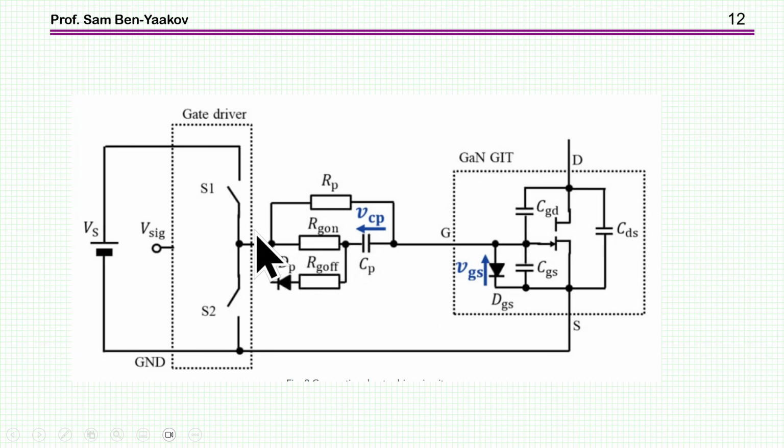So when we have here a step, then we'll have this step propagating and causing a current through this branch here directly to the gate. And then we have another resistor, which is of low resistance, which will be used for the turn off of the gate. And this when S2 is on and S1 is off.